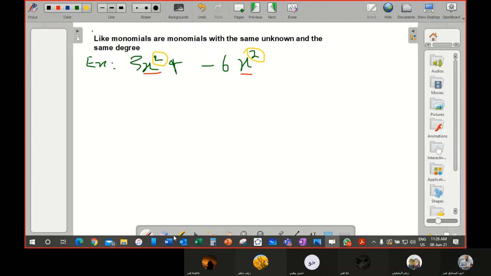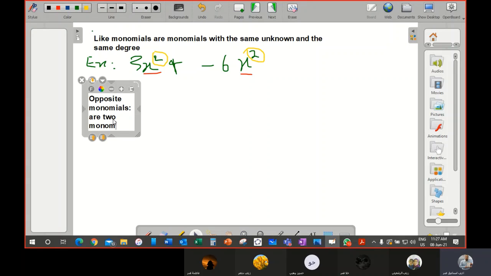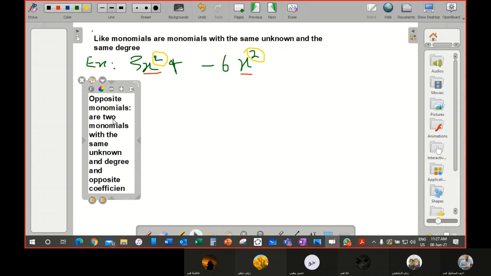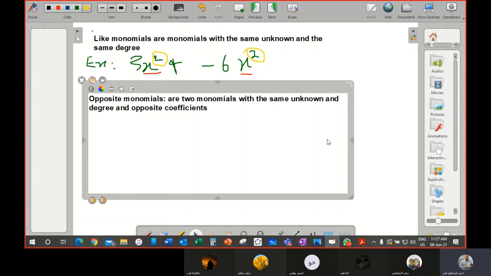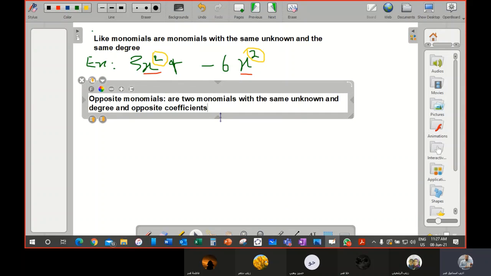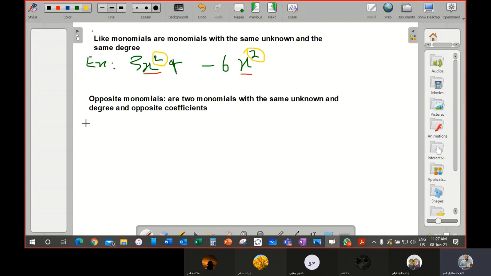Okay? What else did we write yesterday? Opposite monomials are two monomials with the same unknown and degree and opposite coefficients. That means the coefficients are opposite.